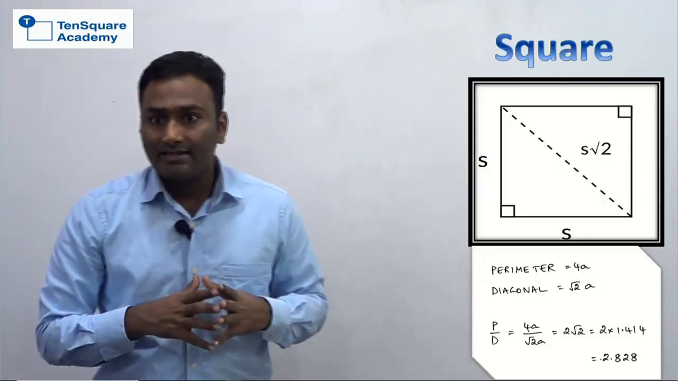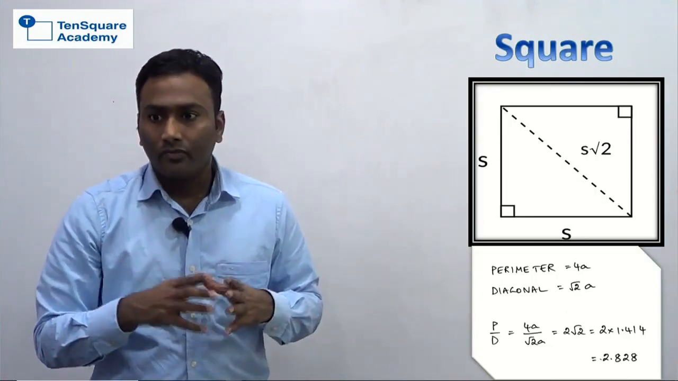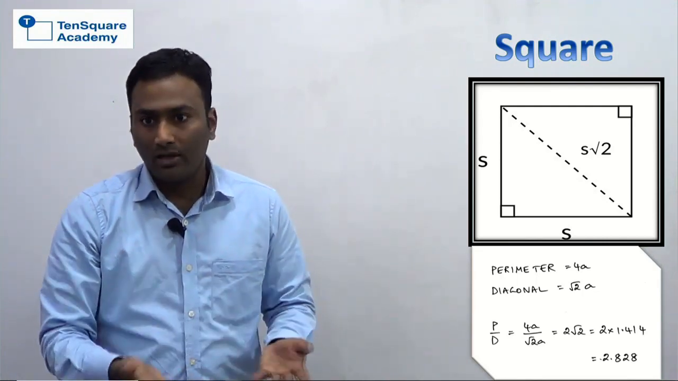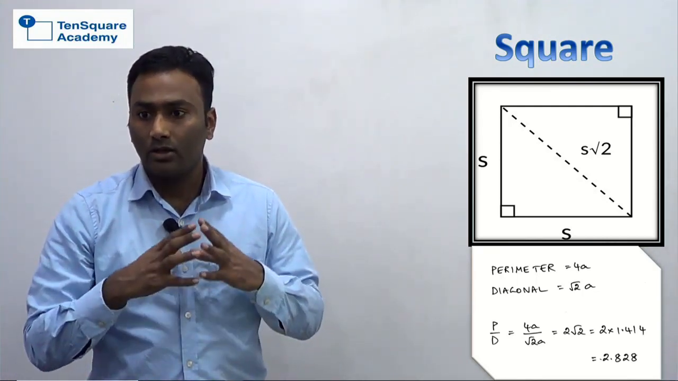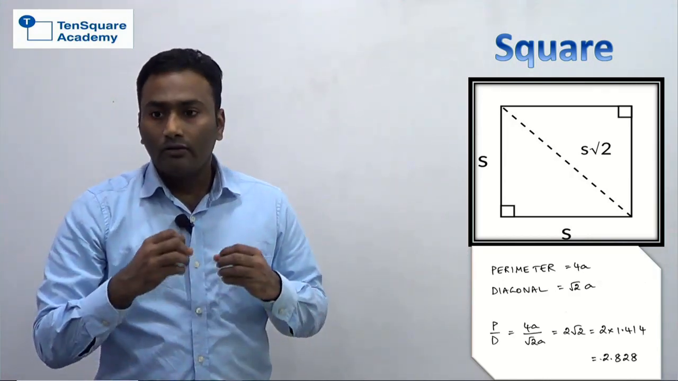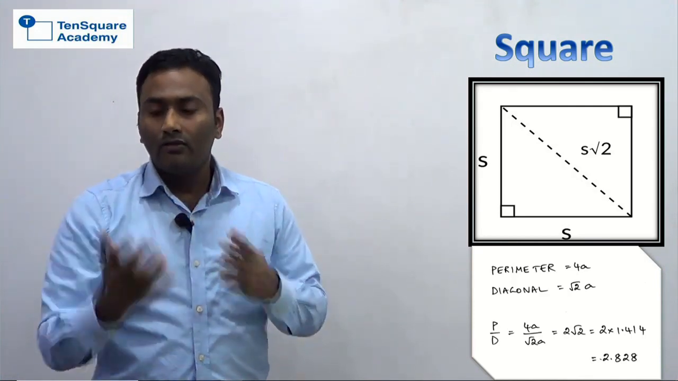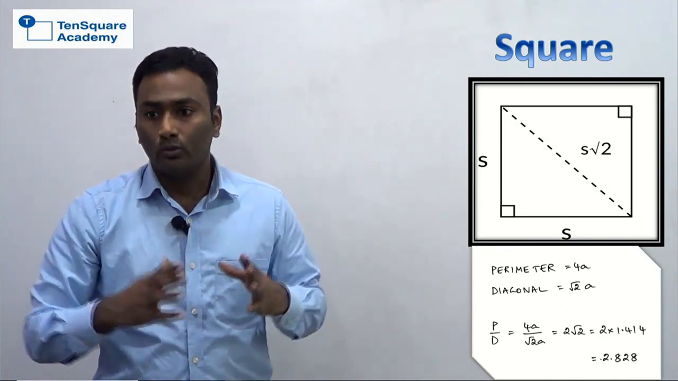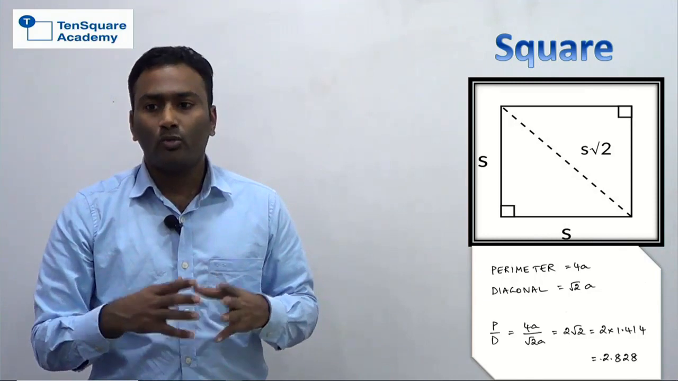Take the example of a square. In a square we have sides of length a. Now the diagonal is a root 2. We can apply the Pythagoras theorem and get the diagonal value as root 2a. The perimeter of a square is 4a. Now if we find the ratio of perimeter to diagonal, the value we get is 4a by root 2a. So a gets cancelled, so it's root 2. If we substitute the value, we get a value which is close to 2.8.